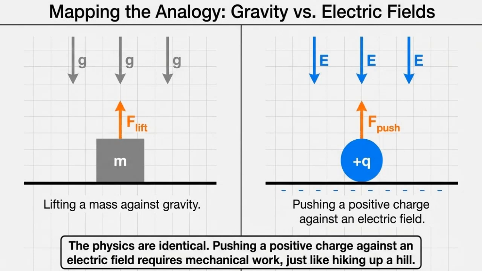Here, we can see how the concept of lifting a mass against gravity parallels pushing a positive charge against an electric field. In the first image, a force is applied upward to lift a mass against the downward pull of gravity. Similarly, in the second image, an upward force is exerted to push a positive charge against the downward direction of the electric field. Both actions require mechanical work because they involve moving something against a force that naturally pulls it down. This analogy helps us understand that the physics behind these two situations is essentially the same, reinforcing the idea that forces in electric fields can be thought of similarly to gravitational forces.